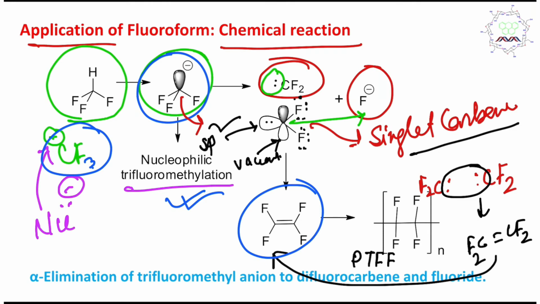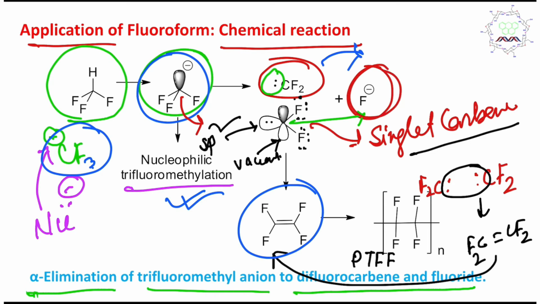Okay, so now in this case what happens, you may consider this step. It is actually alpha elimination of trifluoromethyl anion to produce difluorocarbene and fluoride. Because student, for alkene preparation you have learned beta elimination, but in this case alpha elimination, because this atom is eliminating from the attached carbon atom. Since it is the same carbon, that's why it is called alpha.